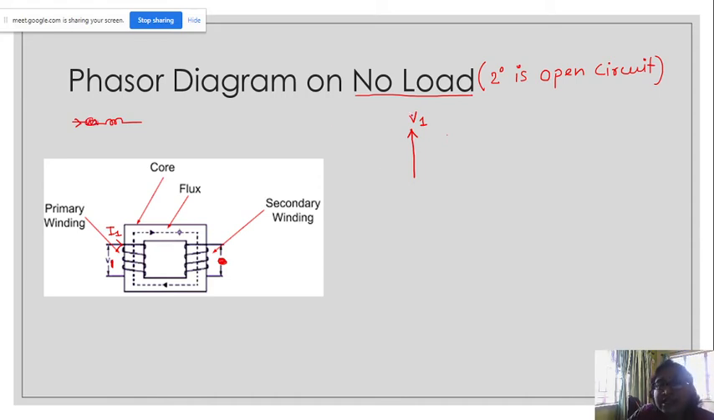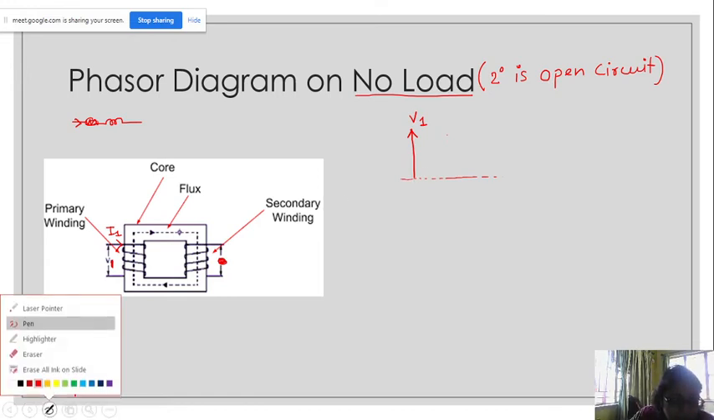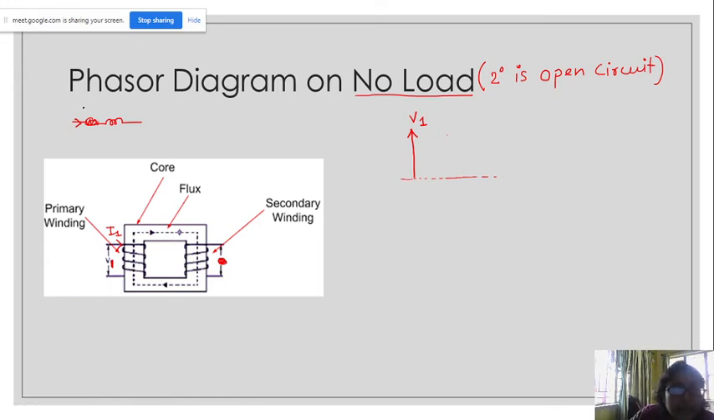So that means this current I1 is almost 90 degrees. And another thing, as there is no load, you know, suppose you are in a gym and you are having a 2 kilo weight that you are going to lift.